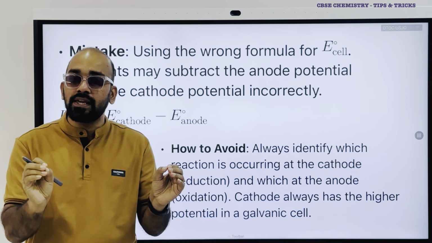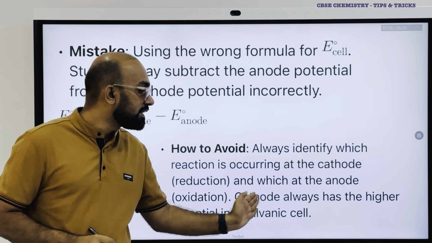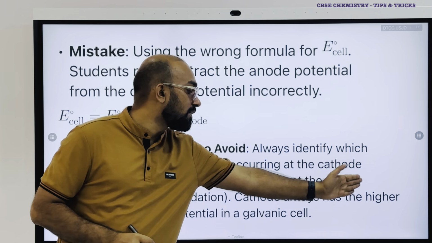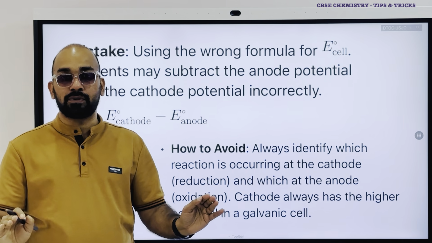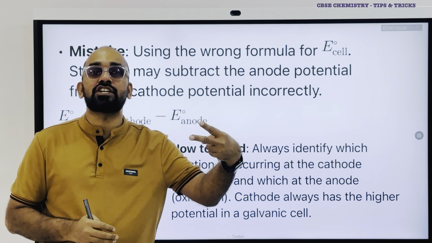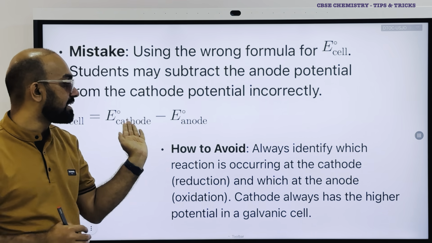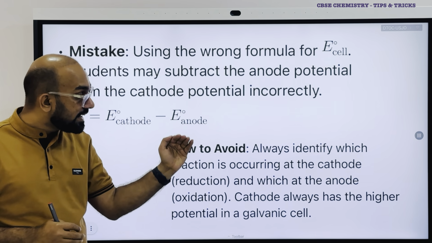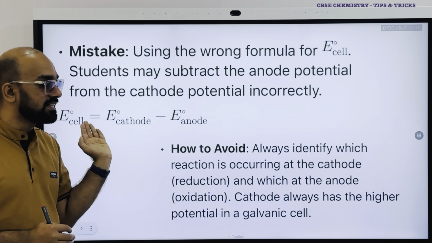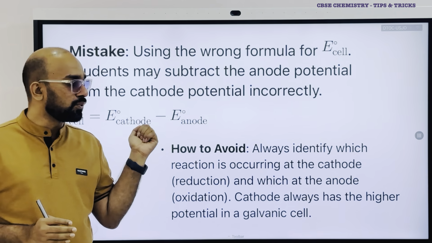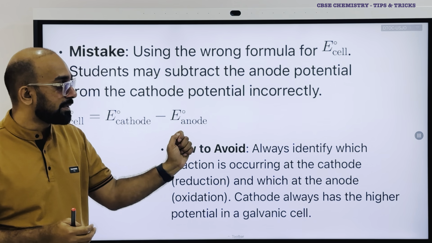See, the easiest way is that the one which has higher reduction potential will be the cathode. Cathode always has the higher reduction potential and anode will have less reduction potential. So when they give two reduction potentials, the one having higher reduction potential will act as cathode and the one having lesser reduction potential will act as anode. So you can easily find E0 cell. Most students know how to do this directly, but maybe a few of you have confusion. That is why I explained this point here.